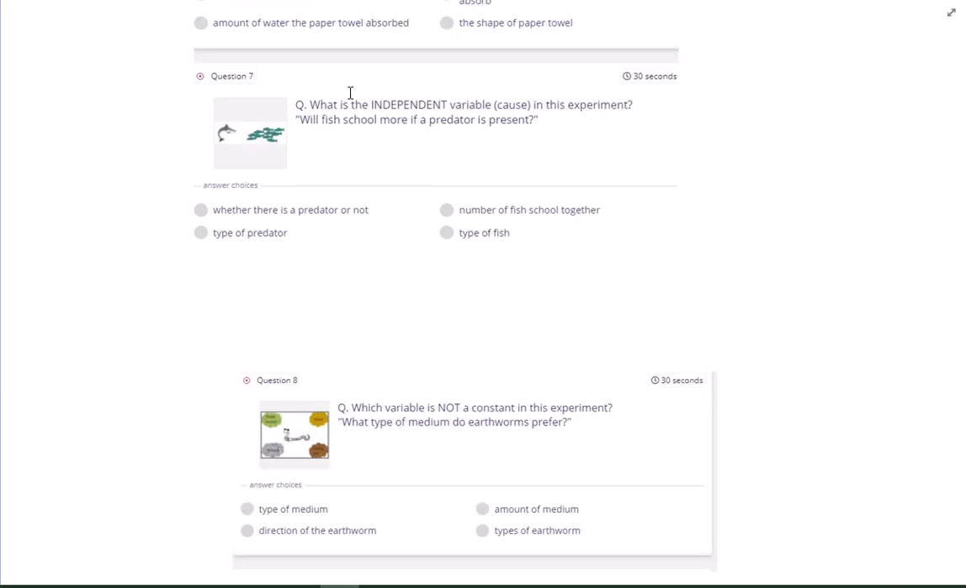Okay, this next one, you're being asked, what is the independent variable? Now, the independent variable is the one that changes. Will fish school more, meaning will they gather together more if a predator is present? Now, the thing that you are changing here is whether there is a predator or not. So if there is a predator, you look at one kind of behavior. If there is not a predator, then you look at a different kind of behavior.